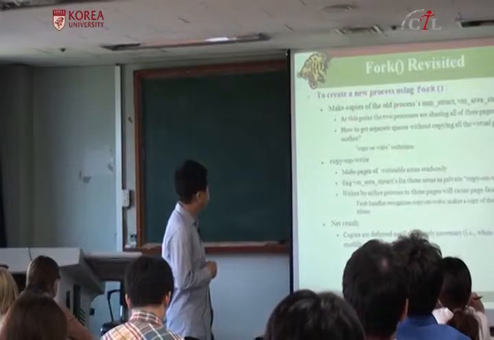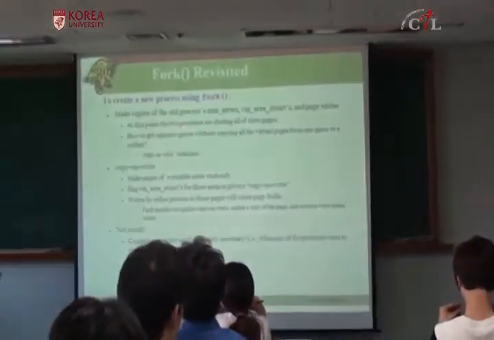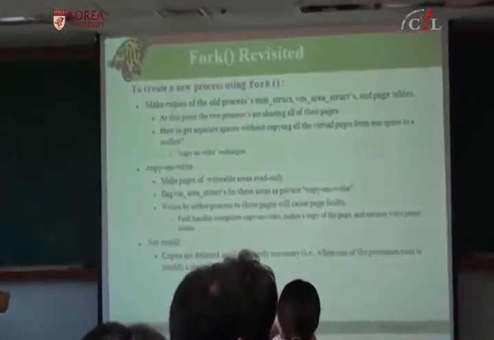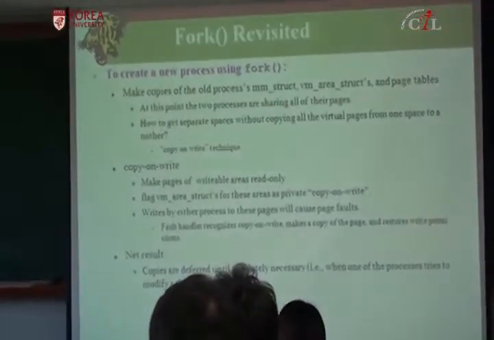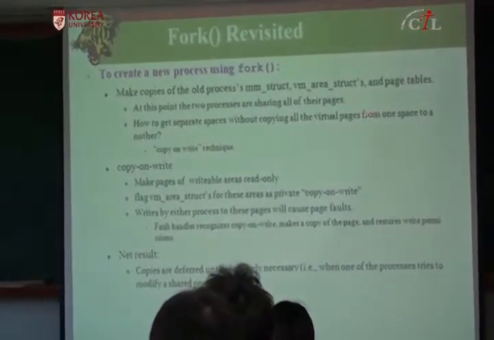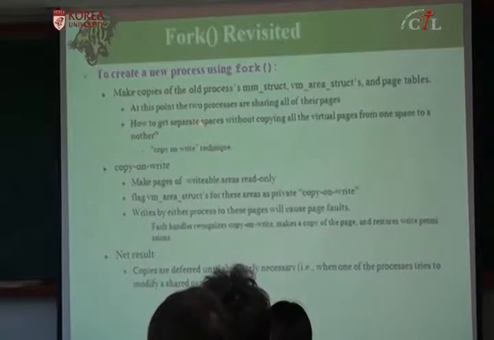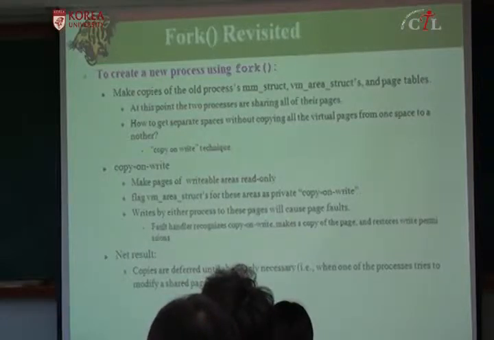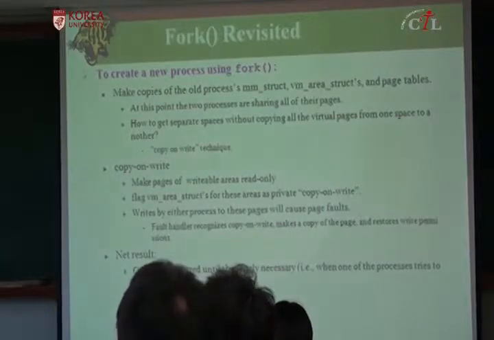So after the creation point, the two processes, parent and child, are sharing all of their pages. And how do you get separate spaces without copying all the virtual pages from one space to another? They use the copy-on-write technique. So when you create a child process, you don't have to create a new page. You can share. But this is copy-on-write, private.